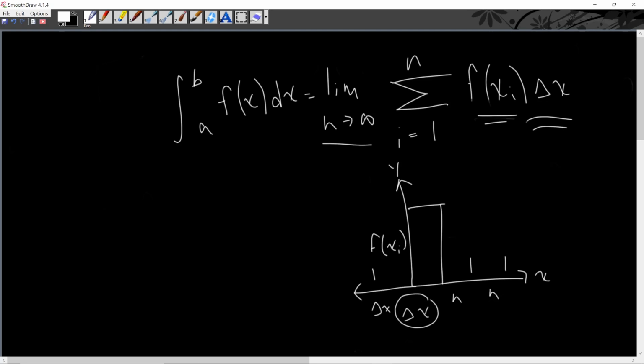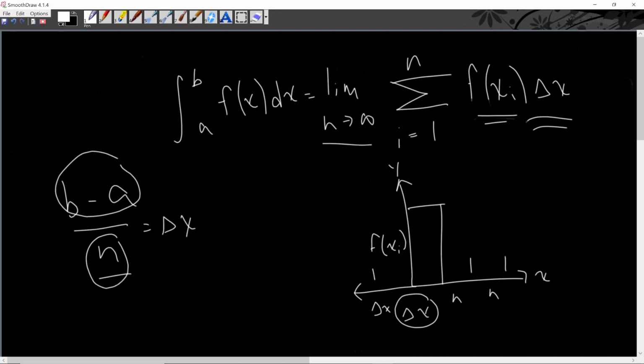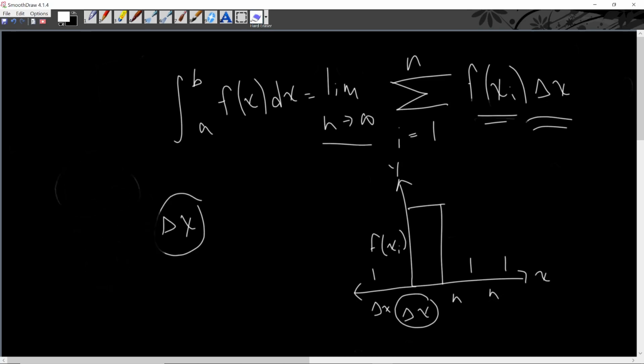Let's think about this. If we have (b minus a) over n is equal to the change in x. This is the length of the interval divided by the number of subintervals, which gives the change in x values. If n is some enormous number, then a regular number divided by an enormous number is going to be a very, very small number. We call this change in x infinitesimally small because it's infinitely small. If n is infinitely large, then change in x is going to be infinitely small.